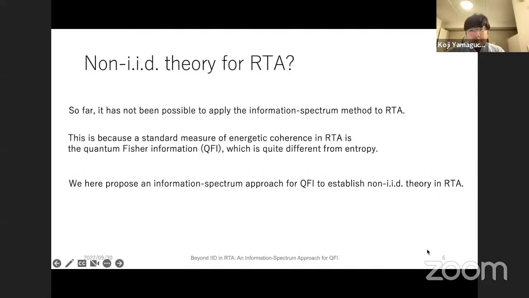Although the information spectrum method is so powerful, it has not been possible to apply it to the resource theory of asymmetry. This is because the standard measure of energy coherence in the resource theory of asymmetry is quantum Fisher information, which is quite different from the entropy. So to establish the non-IID theory in the resource theory of asymmetry, we have proposed an information spectrum approach that is applicable to the quantum Fisher information.